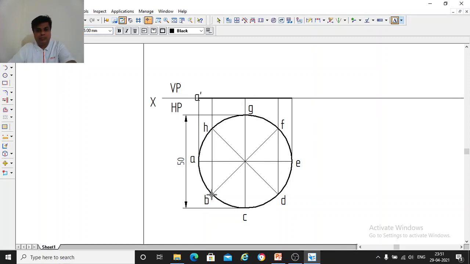and this point B and H, they are in the same line. So this point you are seeing from here, this side, front view. So B will be seen first. So you write B dash, and in the bracket you will write H dash. Similarly, C and G, they are in the same line. So this point is both C dash and G dash.